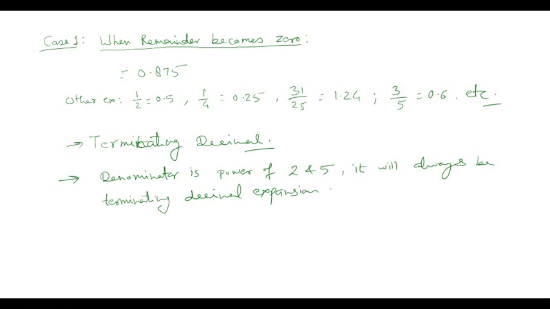See, he can say like 2, 4, 25, 5, 125, 16, 32. All of these are powers. If the denominator has these terms, the expansion will always terminate. So these are called terminating decimal expansions. So here let's take another case.